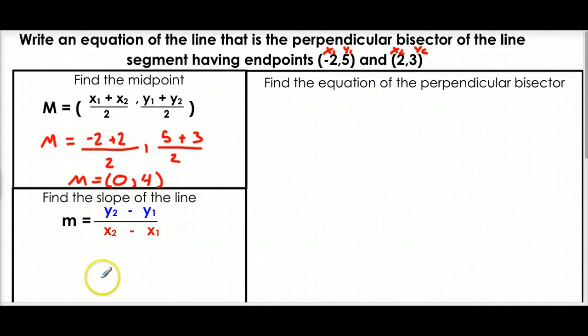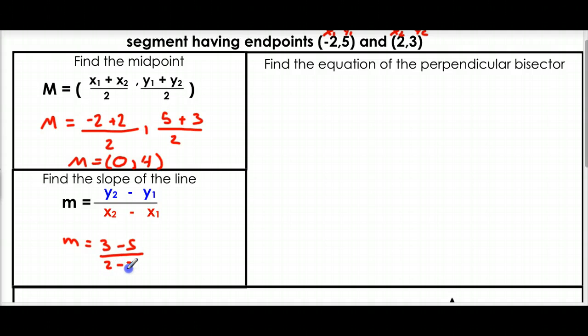Now the slope, let's plug in our information again. y2 is 3, y1 is 5, x2 is 2, x1 is negative 2. When we plug that in, 3 minus 5 is negative 2, 2 minus negative 2 is 4. This reduces to negative 1/2.